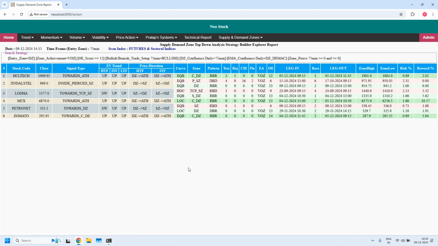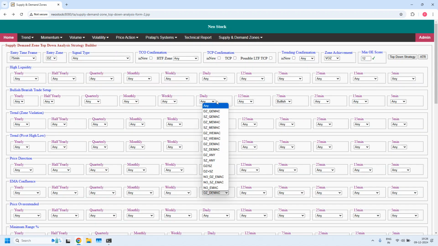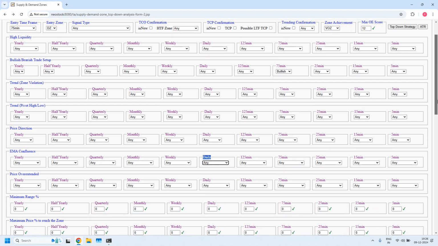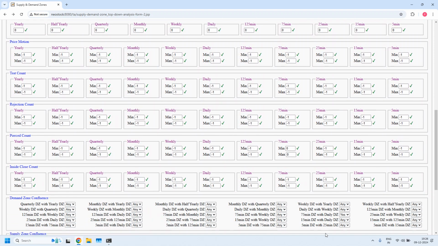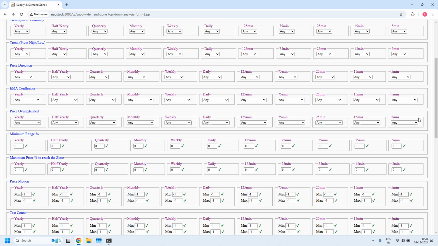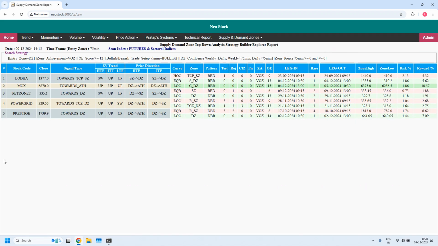Okay, next let us look for LTF, ITF, HTF demand zone confluence. I am removing this EMA filter. In the demand zone confluence, LTF, ITF, HTF, that is 75 minutes demand zone with daily demand zone confluence is enabled. 75 minutes demand zone with weekly demand zone confluence. Daily demand zone with weekly demand zone confluence. With all the 3 filters, LTF, ITF, HTF demand zone confluence, we got 5 stocks.